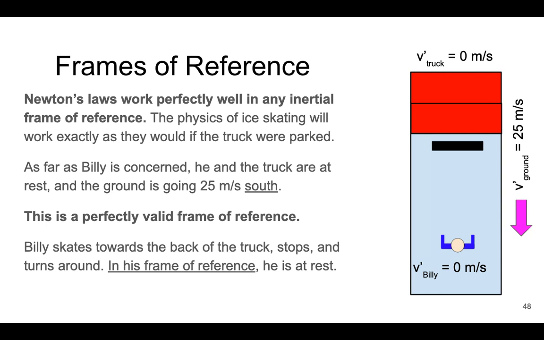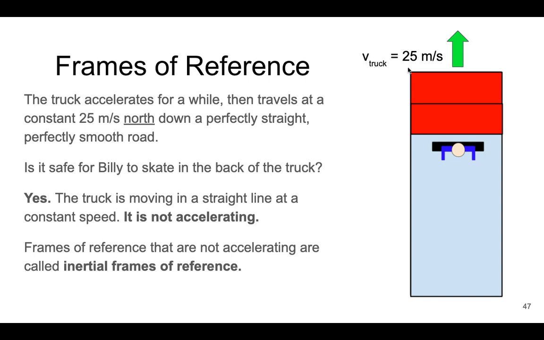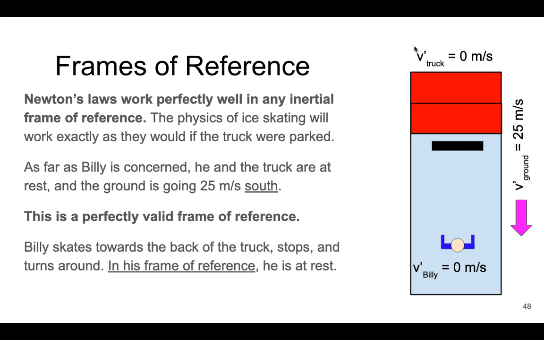So now Billy is going to get off of the bench. I didn't animate this. He's going to get off the bench. He's going to skate to the back of the truck. He's going to turn around, and he's going to do his routine. So he's just pausing to gather his thoughts. And in his frame of reference, he is at rest. So let me go back to the other slide. So you'll notice here, V truck equals 25 meters per second going up. Up is north. And then watch, here we have V little prime.